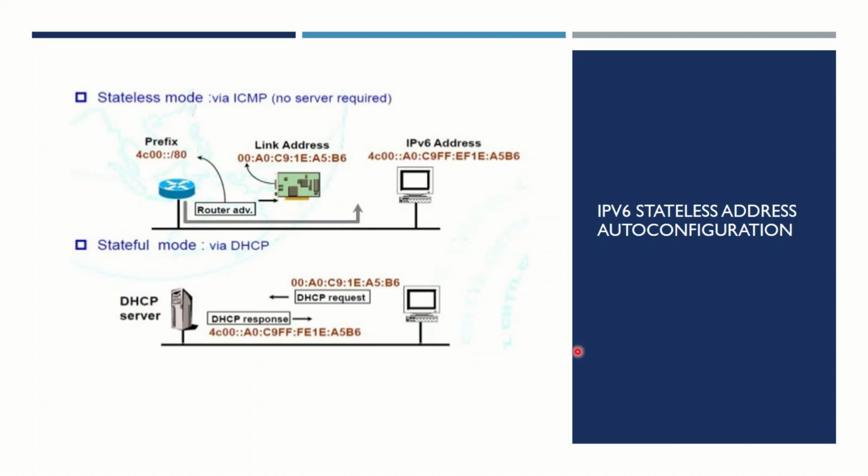The auto configuration process verifies its uniqueness on a link. It also determines which information should be auto configured: addresses, other information, or both. The process determines if the addresses should be obtained through the stateless mechanism, the stateful mechanism, or both mechanisms. As you can see, the stateless mechanism and the stateful mechanism.